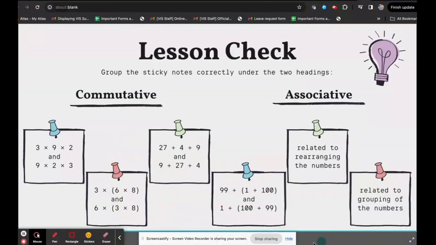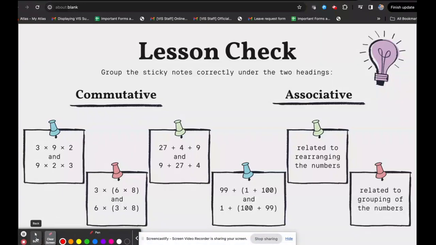Let's move to the next slide. Now, group the sticky notes correctly under the two headings. All right, so what we'll do, we'll just write C or A. C for commutative property and A for associative property. Let's do the first one. 3 times 9 times 2 and 9 times 2 times 3. This belongs to C, commutative property.